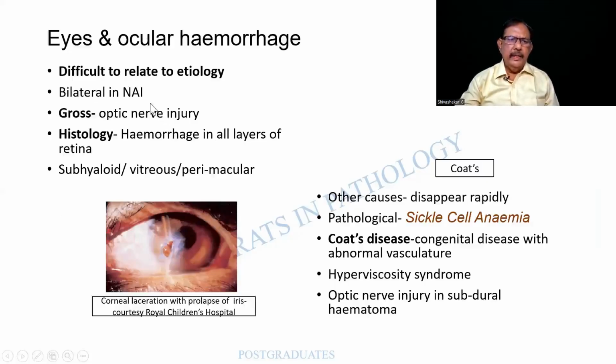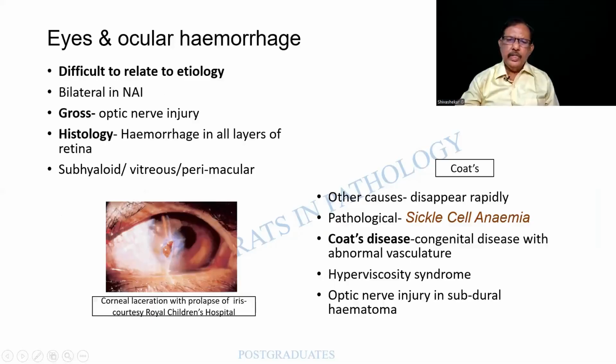It is bilateral in a case of non-accidental injury. And in this picture, I am finding that there is a laceration of the eye and there is a prolapse of the iris. Grossly, there can also be an optic nerve injury, and histologically, there can be hemorrhage in all the layers which can be identified. And these are some regions which he has mentioned.